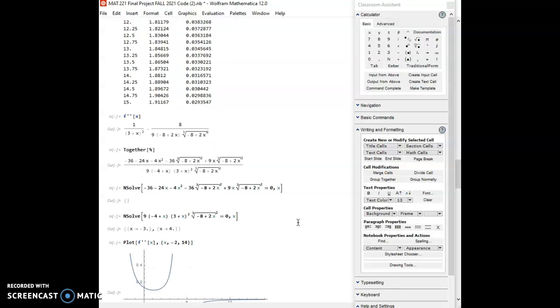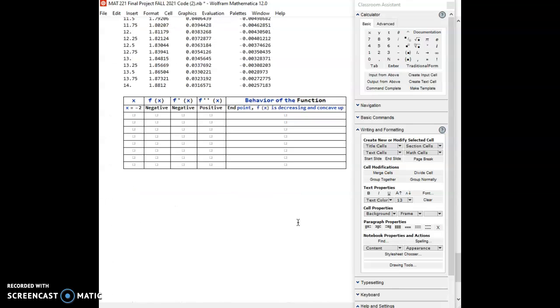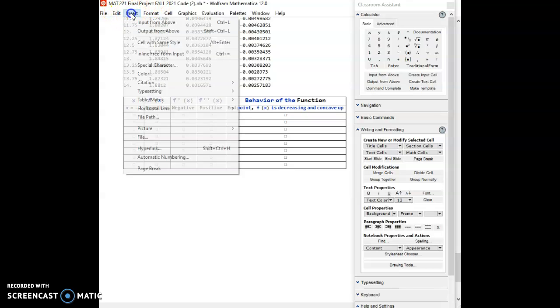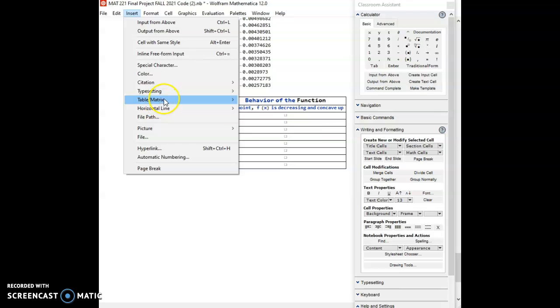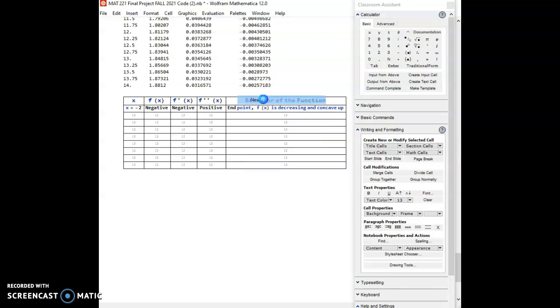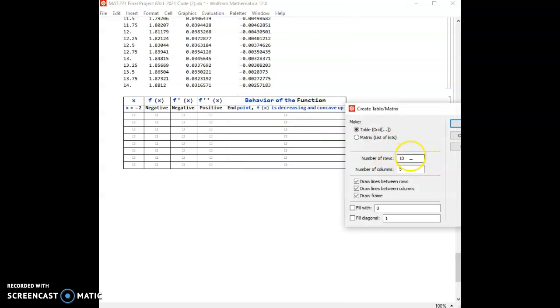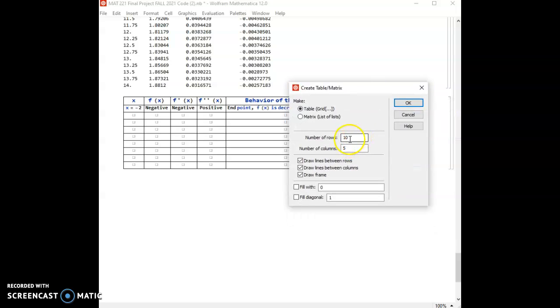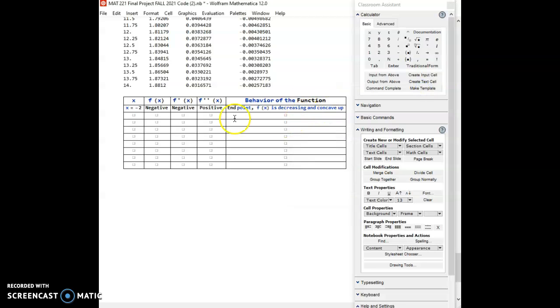It's actually really easy to put the table. I just put it at the bottom of the project. So all you do here is you do insert, and then you go to table and matrix, and you want to put a new table in there. And then I put a table that's 10 by 5. So it's 10 rows, 5 columns. Now you might want to put more than that. I also clicked that I want to draw lines between the rows and columns and put a frame around it. And I just clicked those boxes and hit OK. And when I did, it produced this table that you see right here.